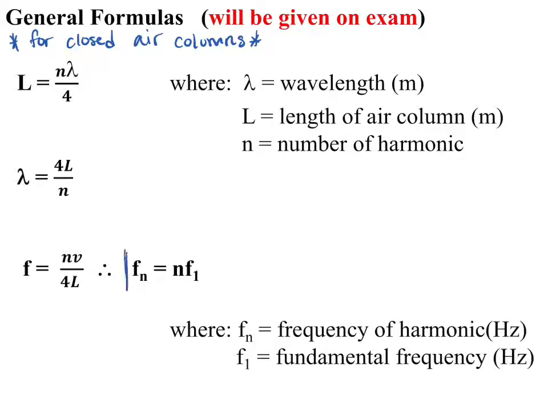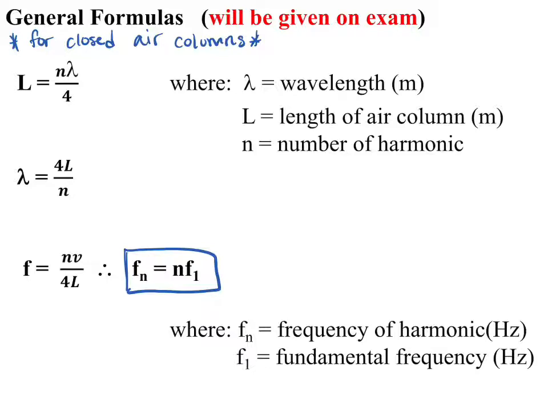times the length. Where again, we have this special thing happening where we know frequency for the nth harmonic is equal to n times the first frequency, or the fundamental frequency. So if I want the frequency for the 5th harmonic, I take the frequency for the 1st harmonic and multiply it by 5, okay? And we went over that in the last lesson as well. So those are some of your general formulas that you could be given for closed air columns, okay?